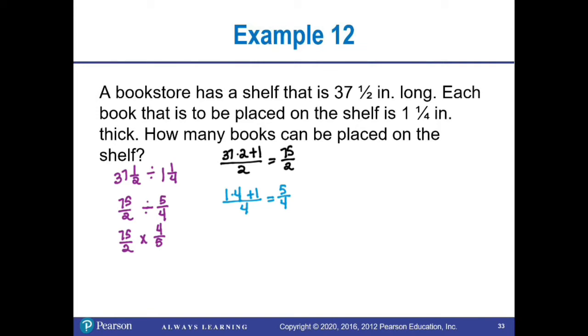I like to simplify before I multiply. Remember, we can only simplify from top to bottom. 2 goes into itself 1 time, and 2 goes into 4 2 times. 5 goes into itself 1 time, and 5 goes into 75 15 times. Multiply the numerators. 15 times 2 is 30. Multiply the denominators. 1 times 1 is 1. And 30 over 1 is 30, so we can place 30 books on the shelves.